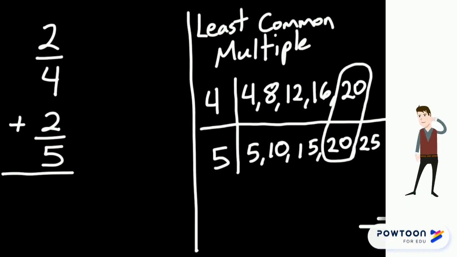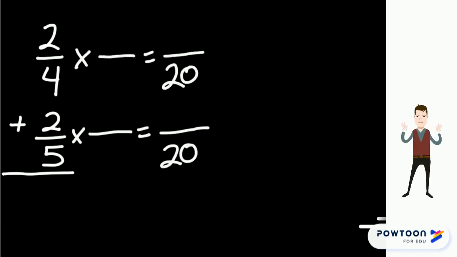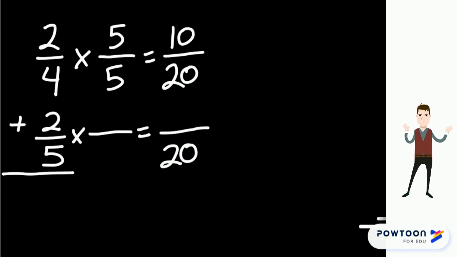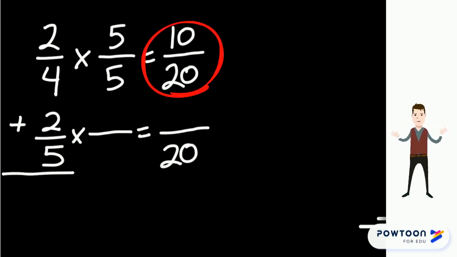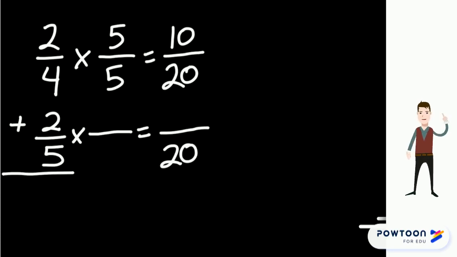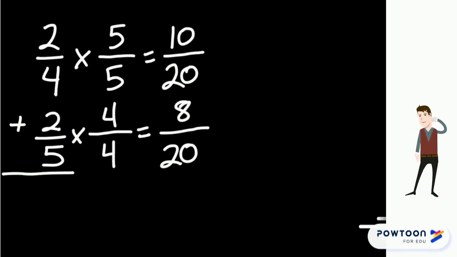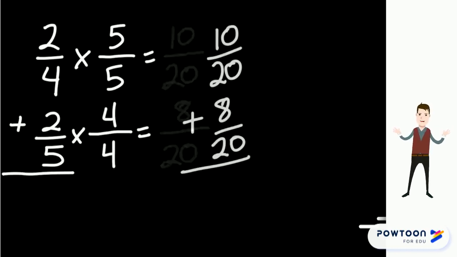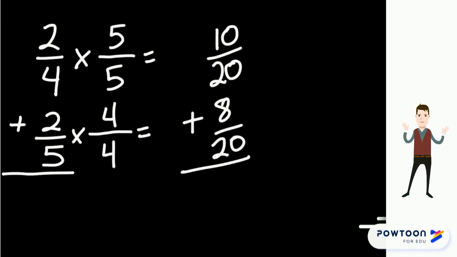Now we will rewrite our fractions so that they have a denominator of 20. I know that 4 times 5 is 20, so I would multiply 2/4 by 5 over 5. That would give me 10 over 20. Now let's do the same thing for 2/5. I know that 5 times 4 is 20, so I would multiply 2/5 by 4 over 4 to get 8 over 20. We have our equivalent fractions with like denominators. Our problem can now be rewritten as 10 over 20 plus 8 over 20.